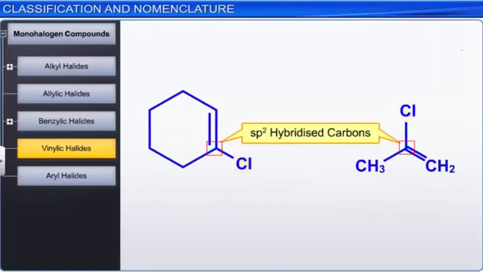In aryl halides, the halogen atom is bonded to an sp2 hybridized carbon atom of an aromatic ring, as illustrated here.